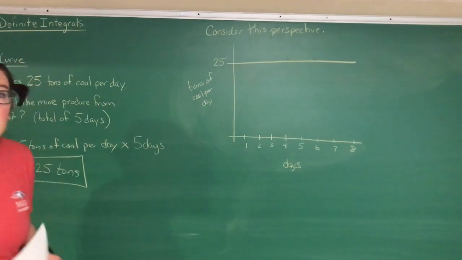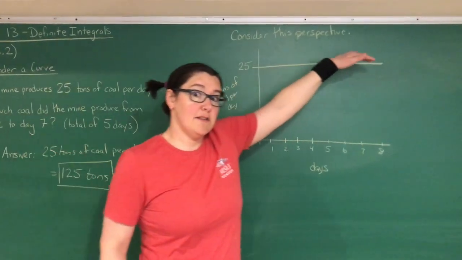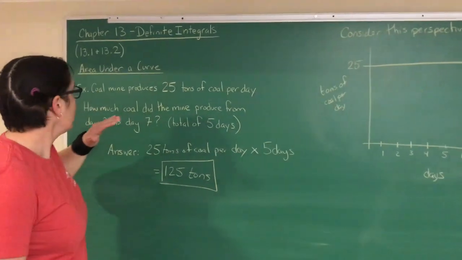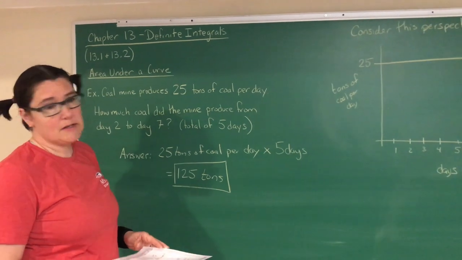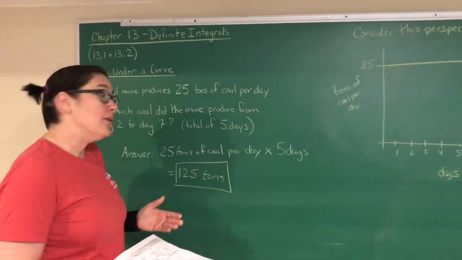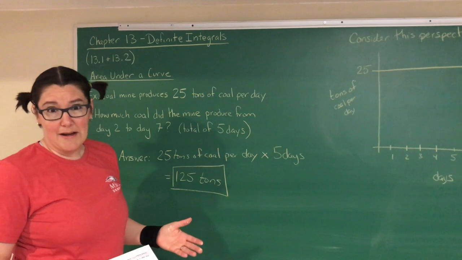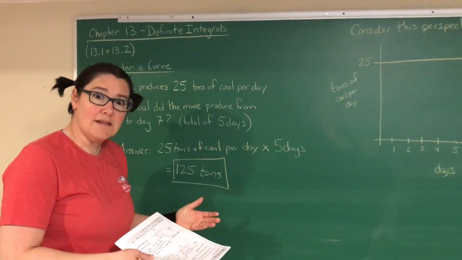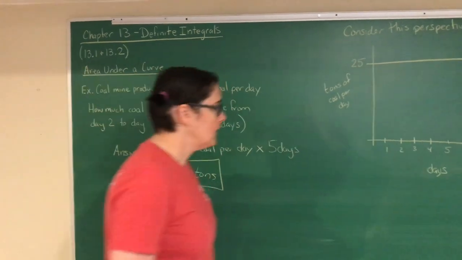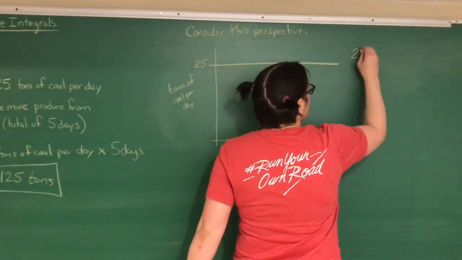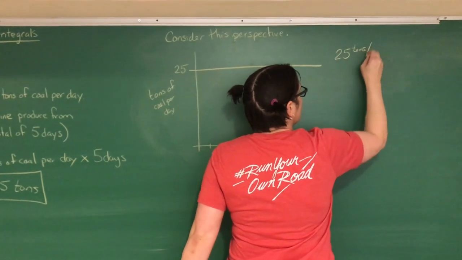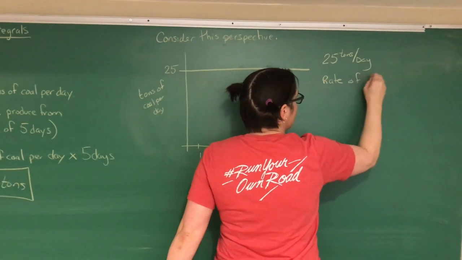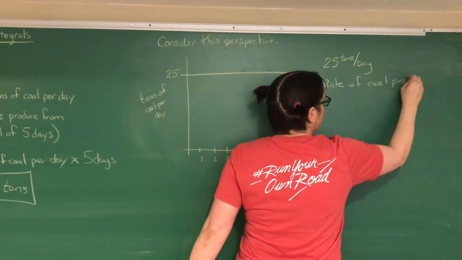Okay. All right, now this horizontal line that I've drawn here is actually a function, and that function is describing the amount of coal that the company is producing each day. So in other words, the coal mine is producing 25 tons of coal per day. That is the rate at which they are producing coal. So this 25 tons per day is the rate of coal production.